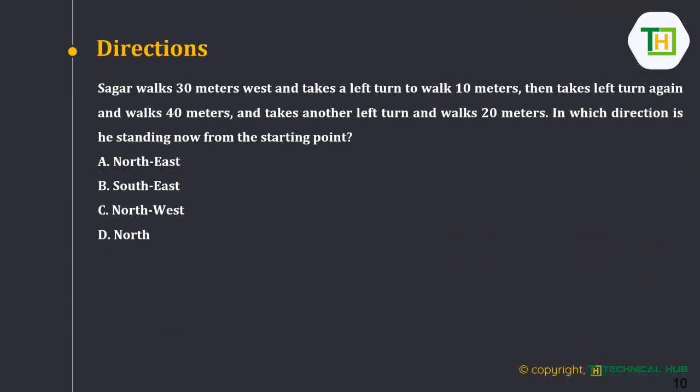So let's see the next one. I'll directly draw the diagram. Sagar walks 30 meters west. Okay. For example, this is the position of Sagar initially. Okay, this is the initial position, right? So what are the directions we have? This is east, this is west, this is north, and this is south. He started moving towards west for 30 meters. Okay, so towards west he moved for 30 meters and then takes a left turn.